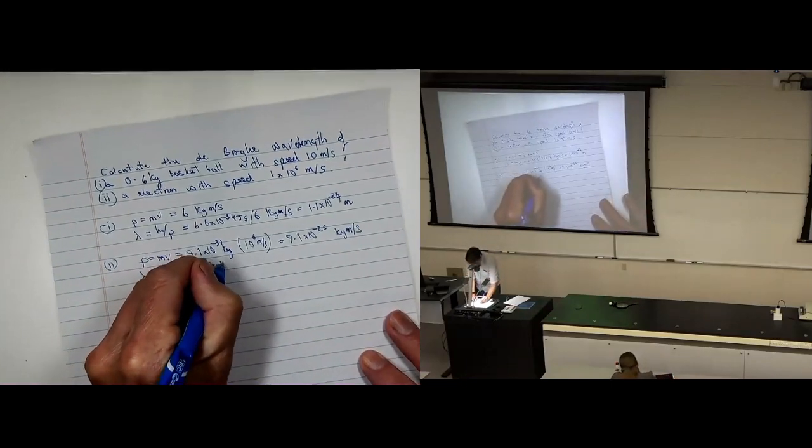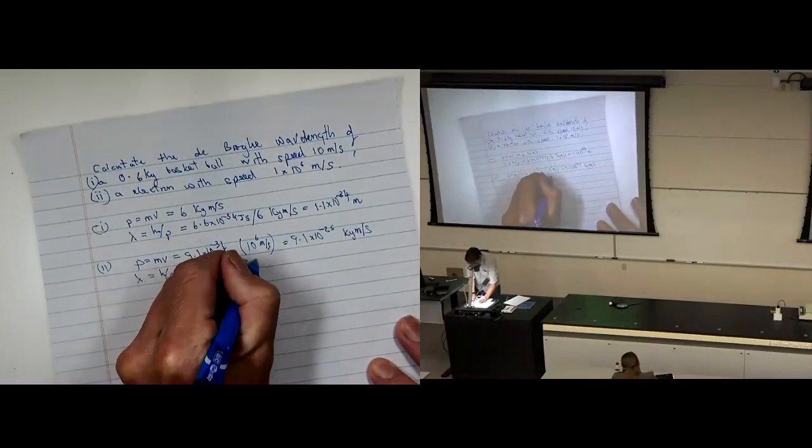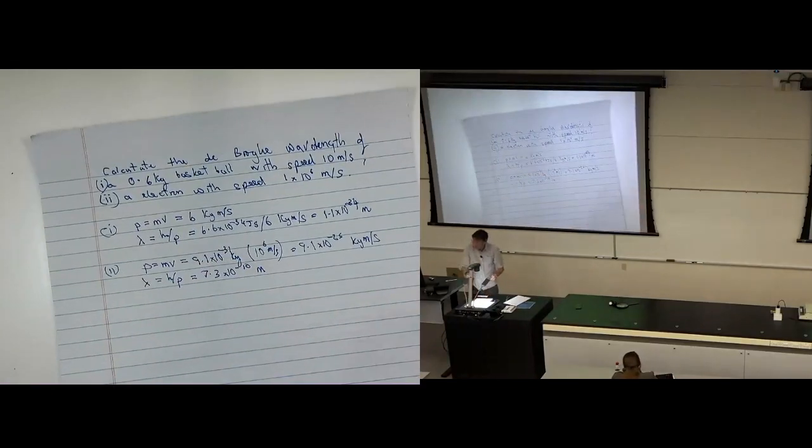7.3 times 10 to the minus 10 meters. That's a small number, 10 to the minus 10 meters, but it's nothing like as small as 10 to the minus 34 meters for the basketball. It's nothing like as small because it's much, much bigger than the wavelength of the basketball, because the momentum was much, much smaller, and the momentum goes in the denominator of the calculation of the wavelength.